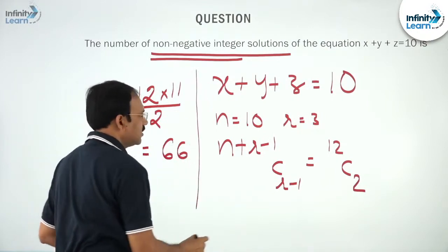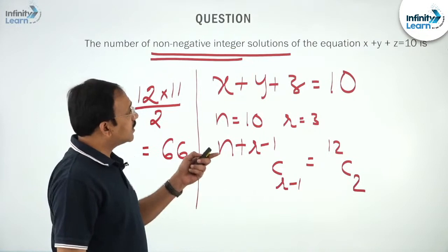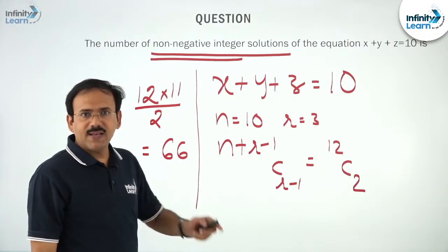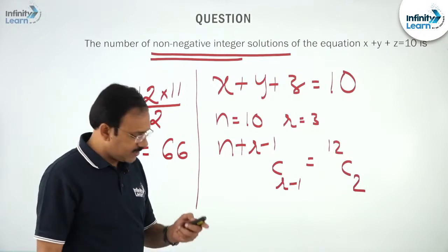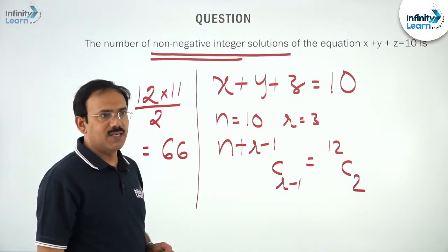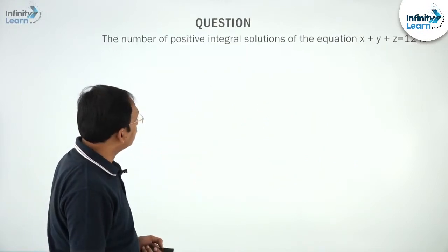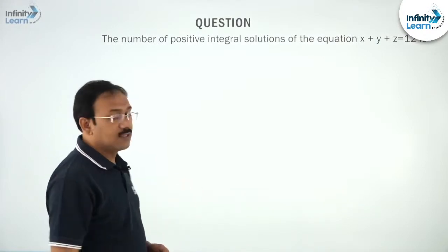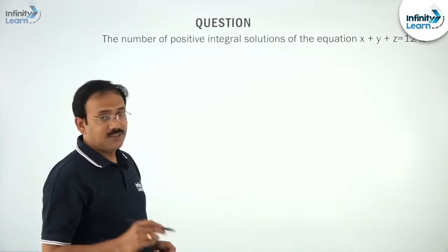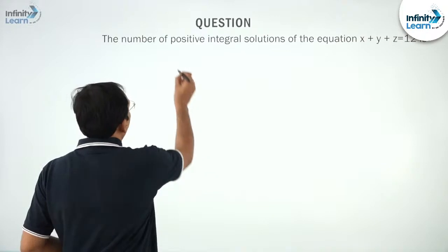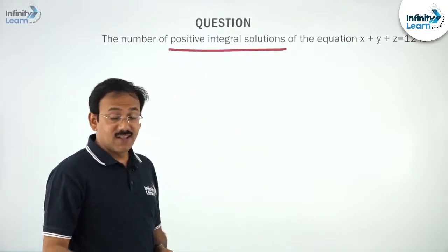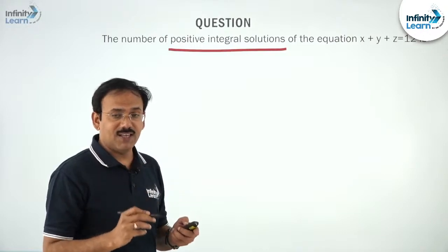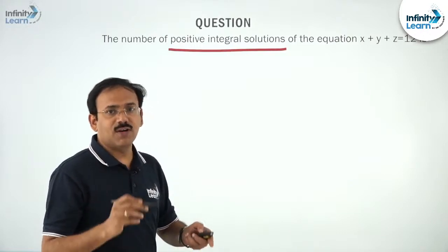Simplification part you can do, it is not a big thing. So, it is a direct question, a basic question without any constraints, right. Clear. I think you can do this problem easily. Now, friends, you see this question: the number of positive integral solutions. It is not non-negative, so be careful whether he is asking non-negative or positive.